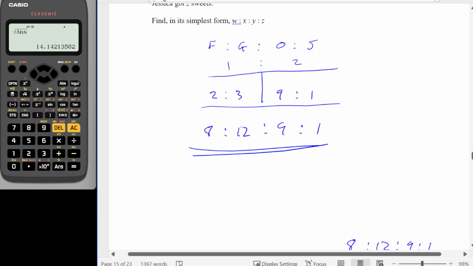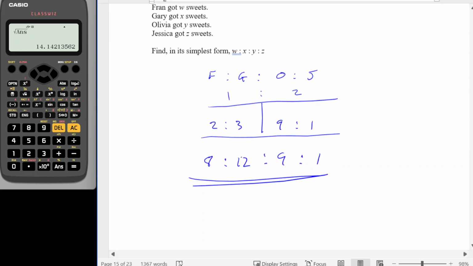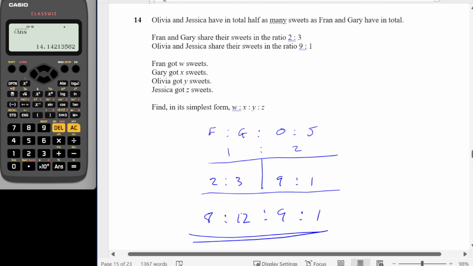Just to recap what I've done there then: you're told at the start, which I misread, that O and J have in total half as many sweets as F and G. So that means O and J would need twice as much to be equal to 1 of F to G. Yeah.